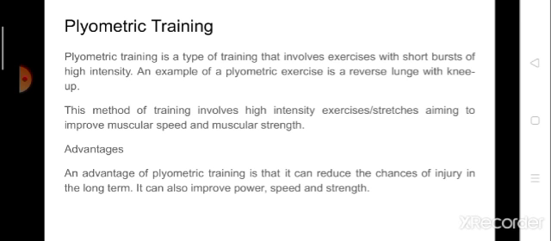Plyometric training. Plyometric training is a type of training that involves exercise with short bursts of high intensity. An example of a plyometric exercise is reverse lunges with knee up. This method of training involves high intensity exercise or stretching aiming to improve muscular speed and muscular strength. Advantages. An advantage of plyometric training is that it can reduce the chances of injury in the long term. It can also improve power, speed, and strength.